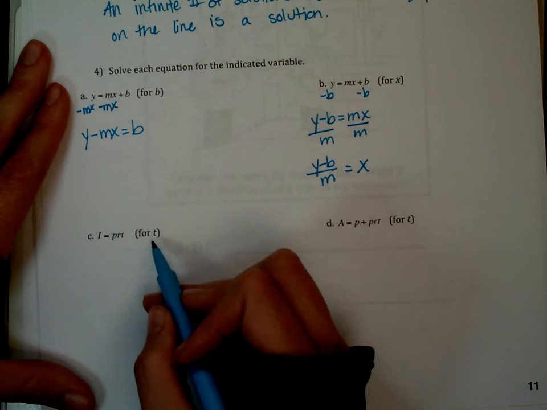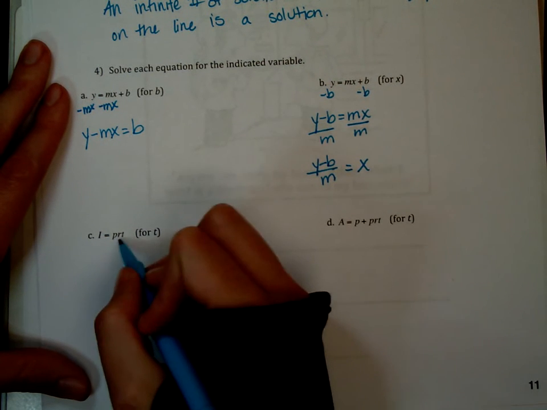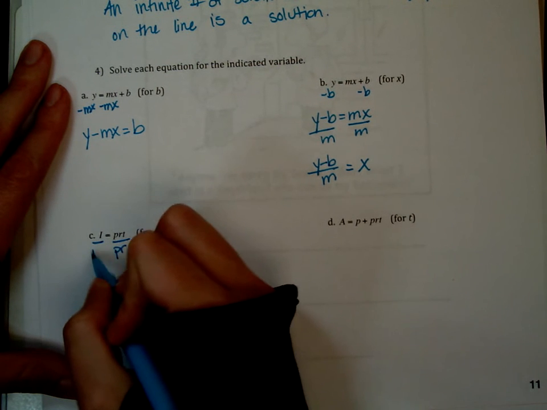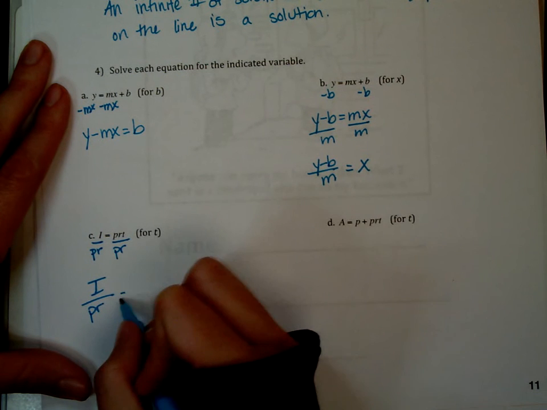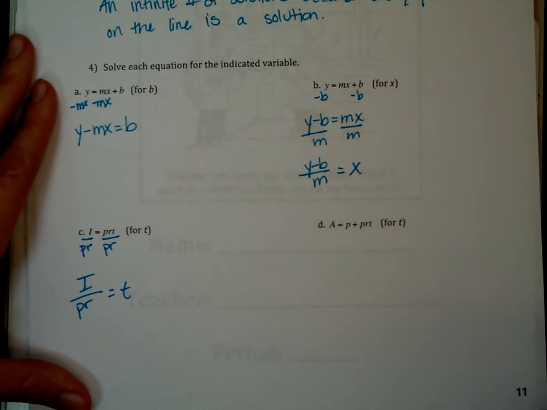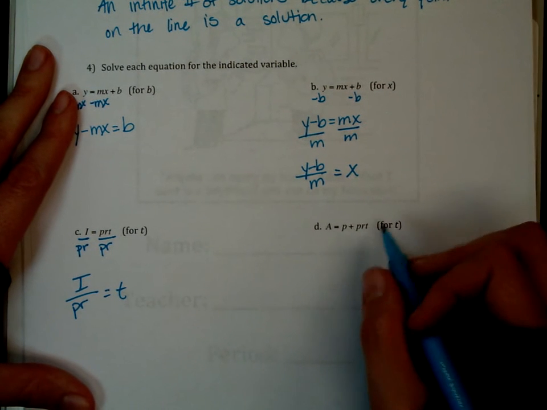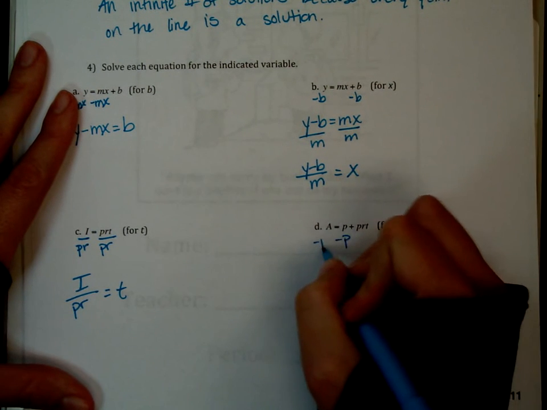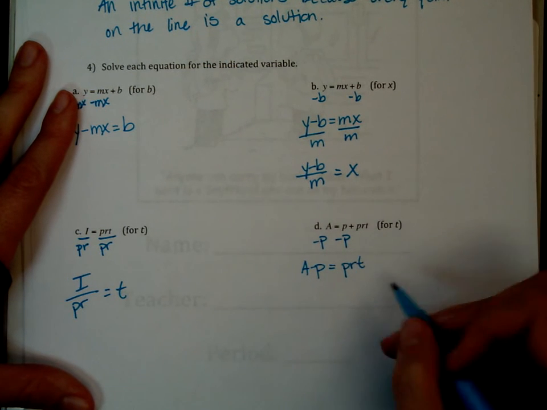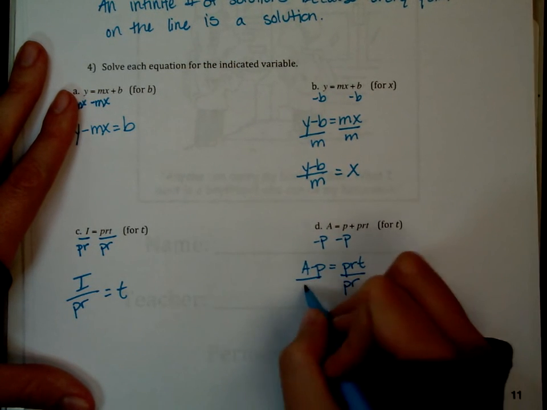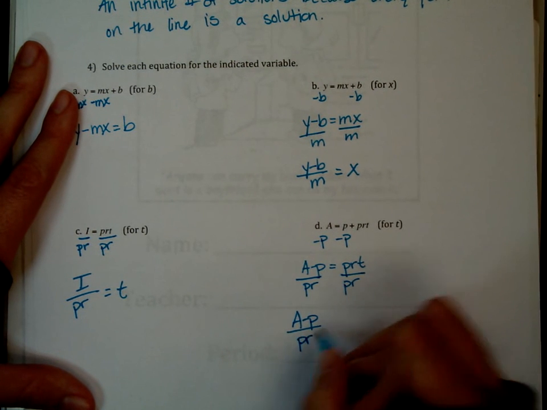Now we're going to solve for t. So right now t is multiplied by p and r. So I'm going to divide by pr. So I get I over pr equals t. And this one we have to solve for t. So subtract p. We get a minus p equals prt. Divide by pr. So we get a minus p over pr equals t.